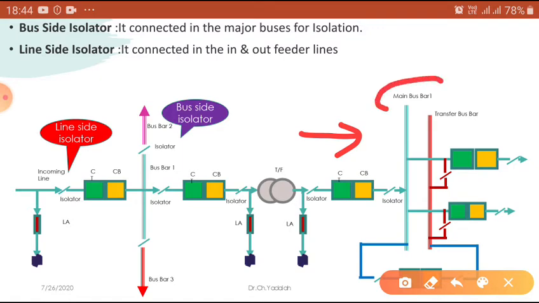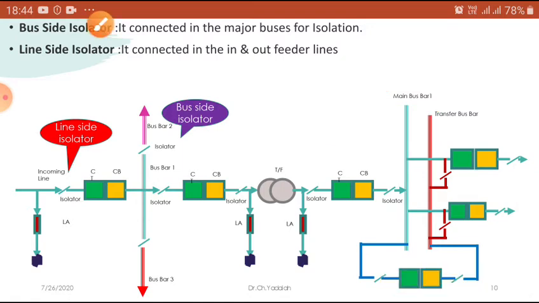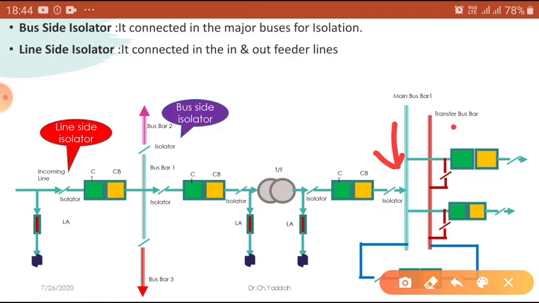You can see that this is the main bus, and here is a transfer bus, that is a standby bus. Transfer bus is placed here. Now, this feeder is connected to the main bus. If anything happens, for example, if some problem occurs in the main bus, the total feeders go dark. Then in that condition, we have to divert the main bus supply to the transfer bus.